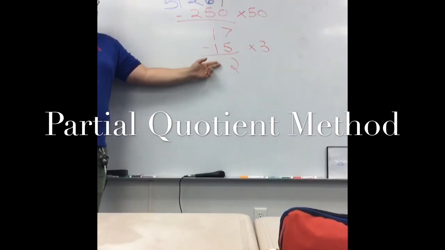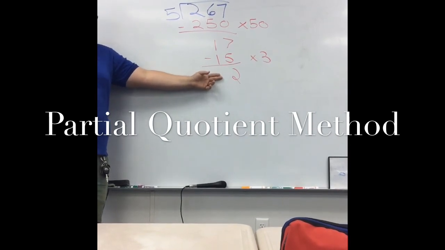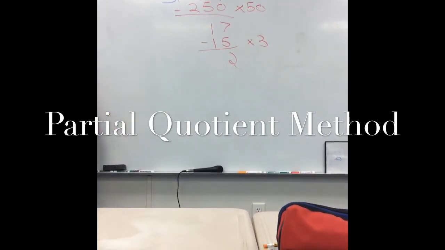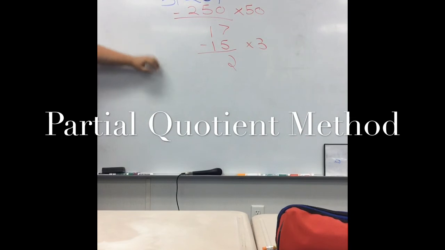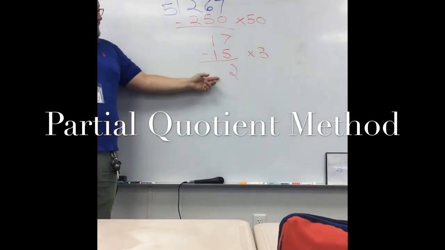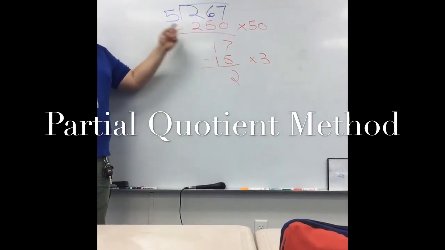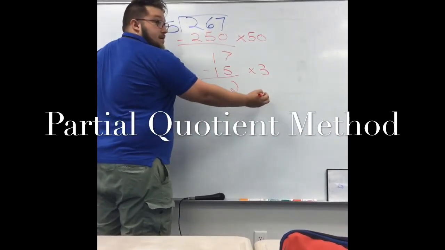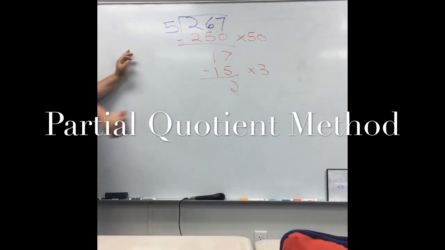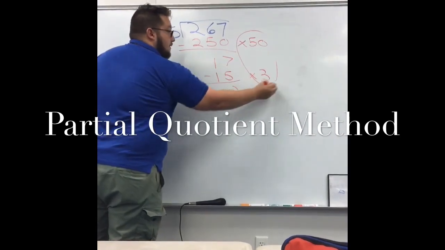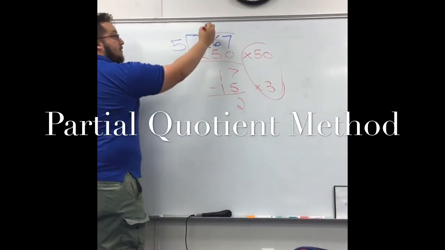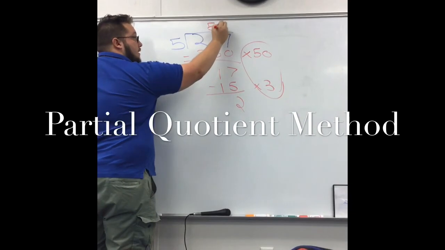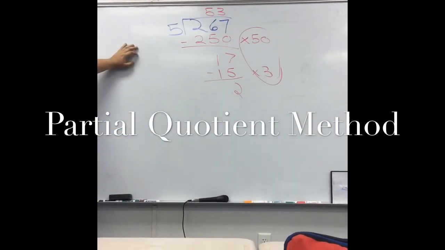Am I allowed to have this as a remainder? Yes. How do you know, Tatiana? Because 2 is smaller than 5. The remainder is smaller than the divisor, so you're allowed to do that. Who haven't I heard from? Taylor, what do I do with these two numbers? Add them. 50 plus 3, everyone? 53. And I'm done. Right?